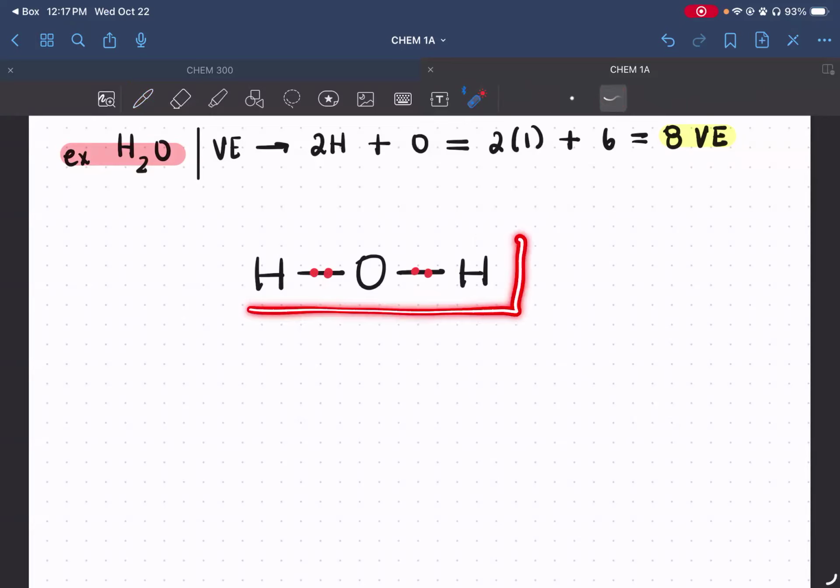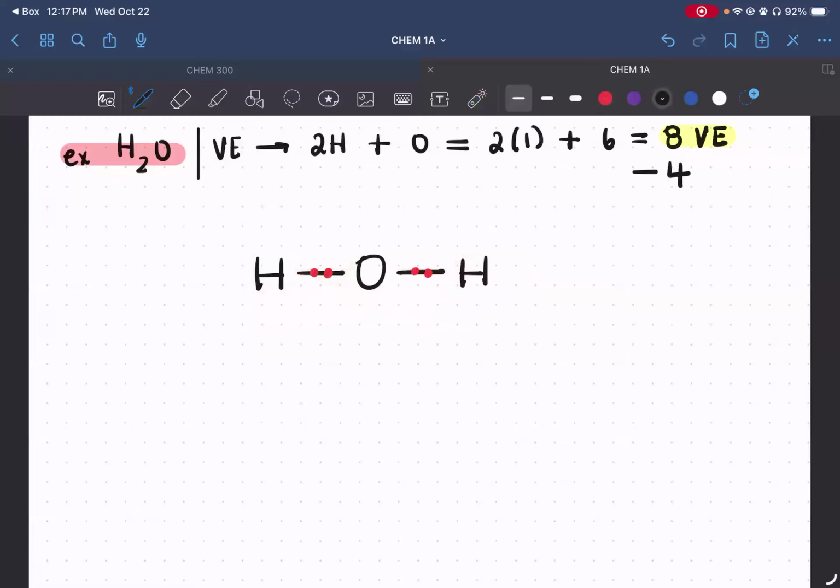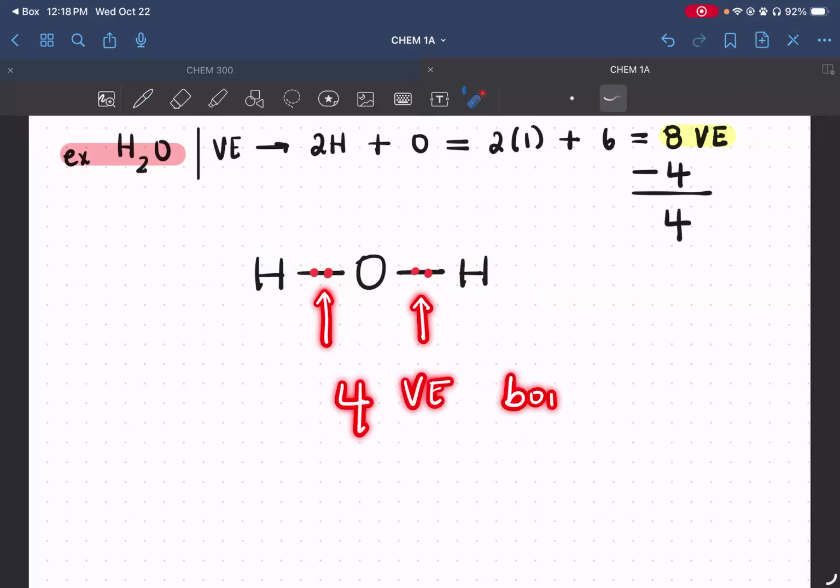So in drawing this assumed structure, we have actually already explained 1, 2, 3, 4 electrons. So we started with 8, now we have 4 left to explain. Remember, Lewis structures explicitly show the location and nature of all valence electrons. We can see just by drawing the bonds that 4 valence electrons actually exist in bonds between each outside atom and the central atom, oxygen.